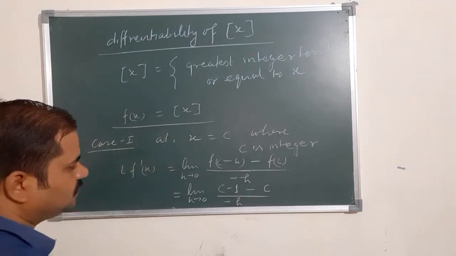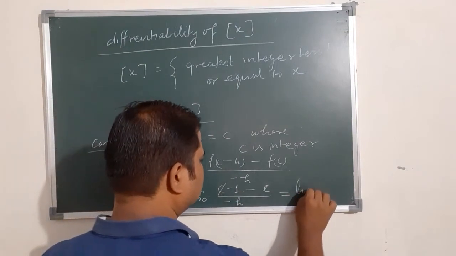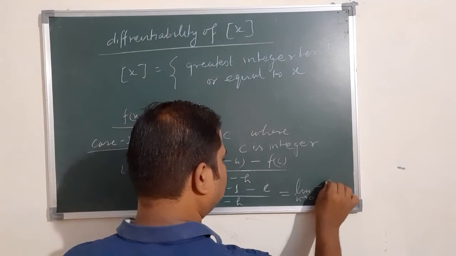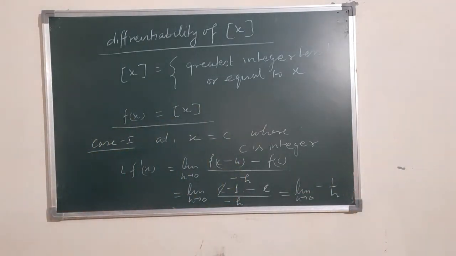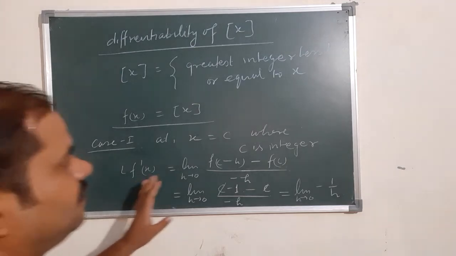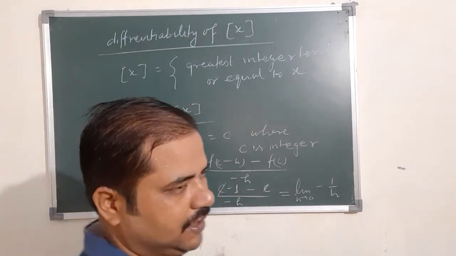So this cancels out, and this is the limit as h tends to 0 of minus 1 upon h. So the limit does not exist. Hence the function is not differentiable at an integral point.